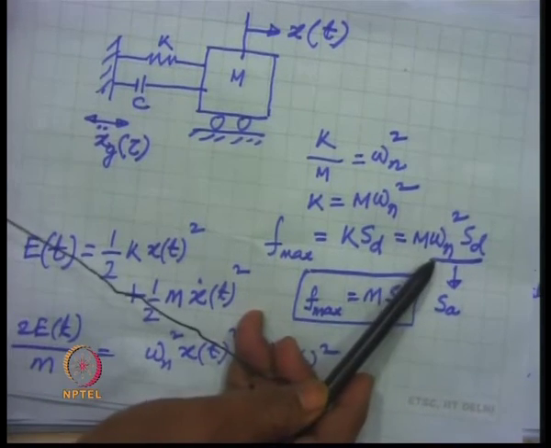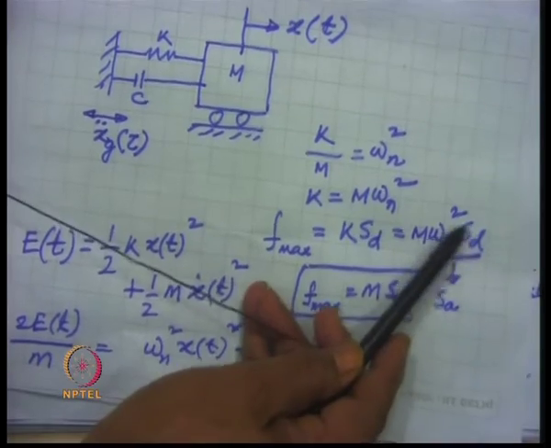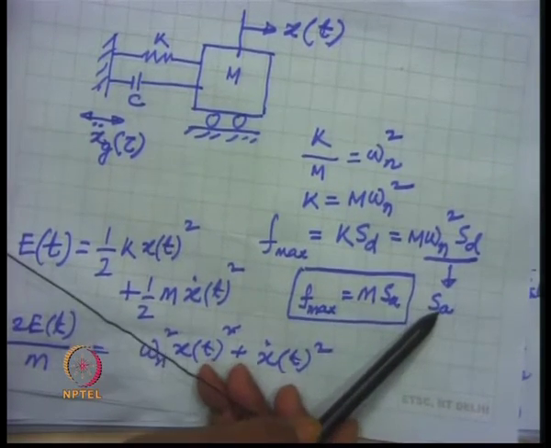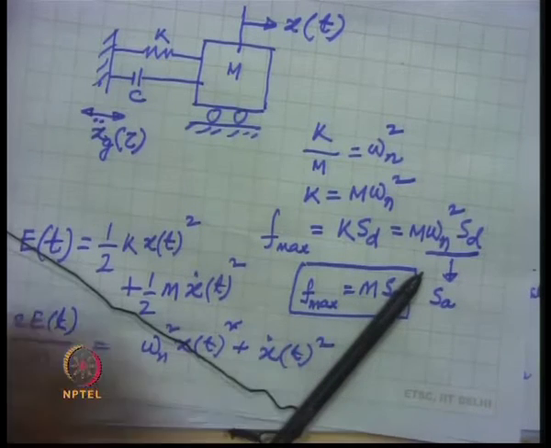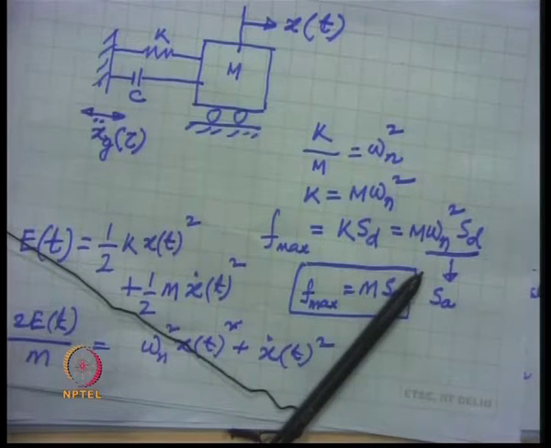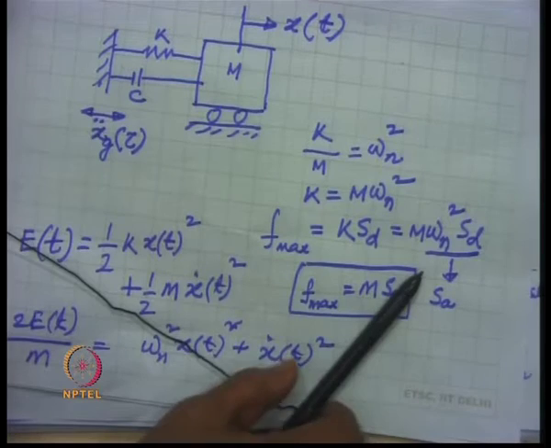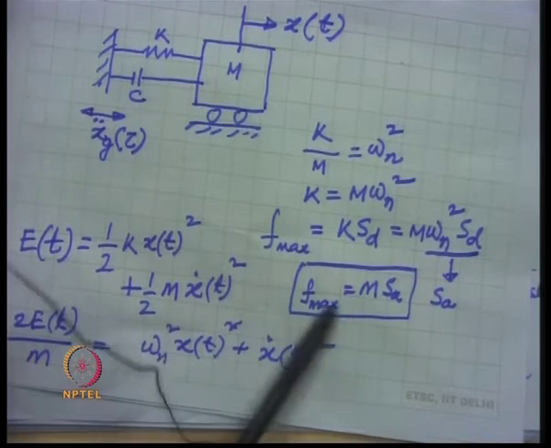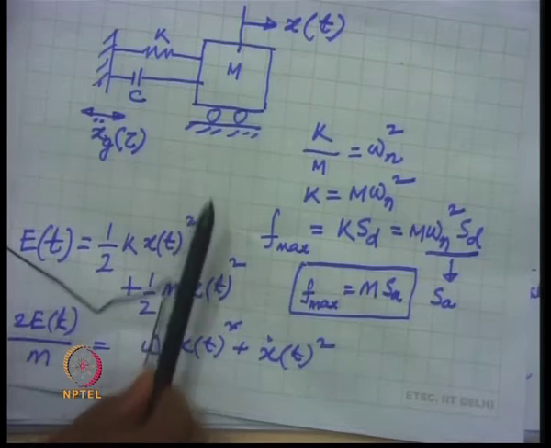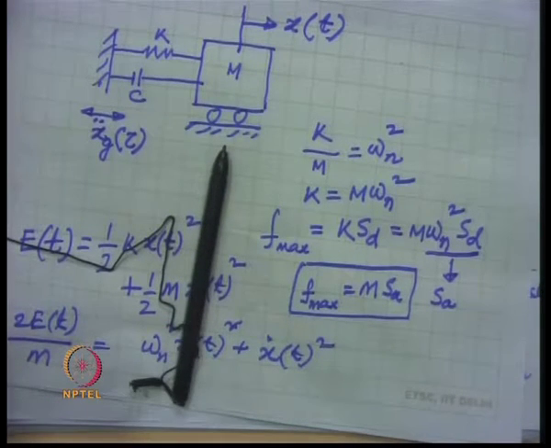Now, omega n square multiplied by Sd is nothing but the spectral acceleration SA that we had seen from this equation. SA is nothing but omega n square into Sd. So, therefore, F max becomes equal to mass times the spectral acceleration.